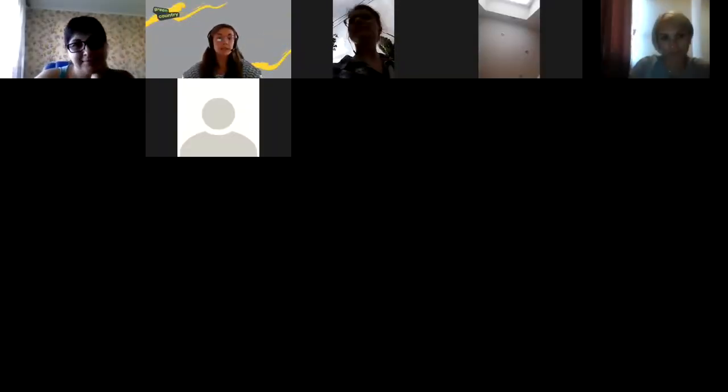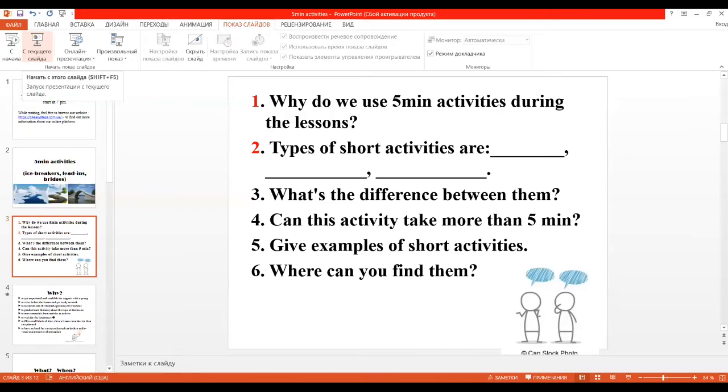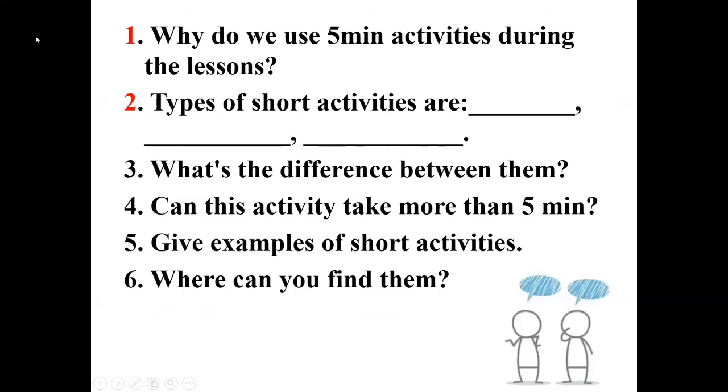Good. So let's look at these questions closely one more time and discuss them together. You're going to share the ideas which you had during your discussion. So why do we use 5-minute activities during the lesson? Why do you think, guys? Any ideas are appropriate, and you are welcome to tell everything that you feel is right.